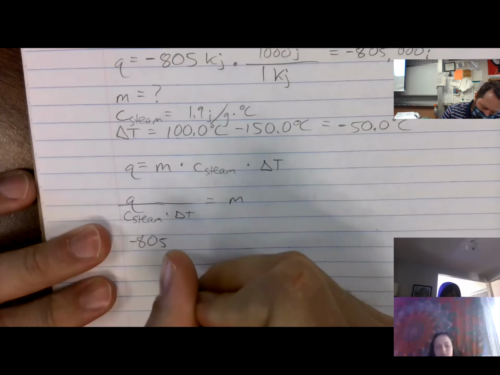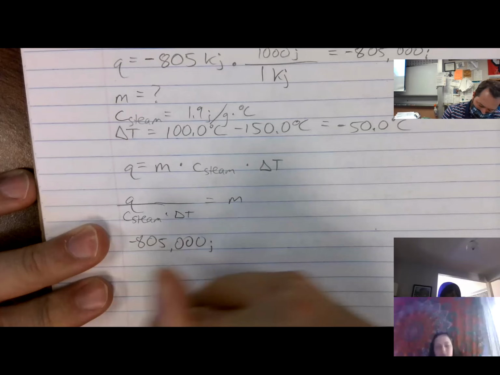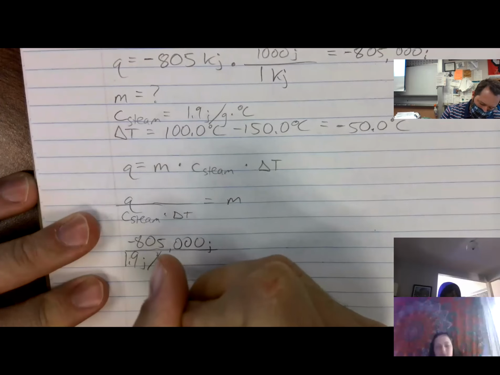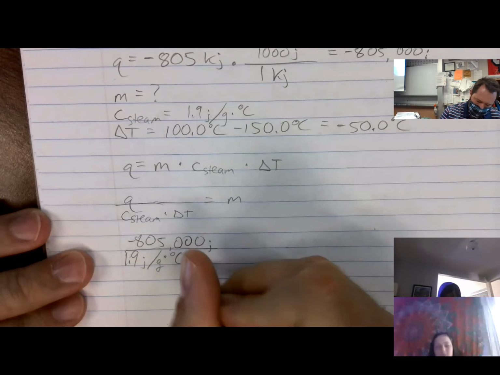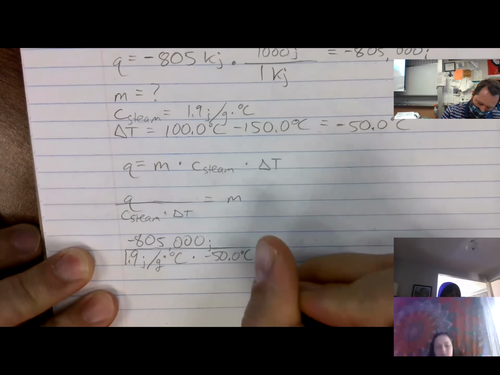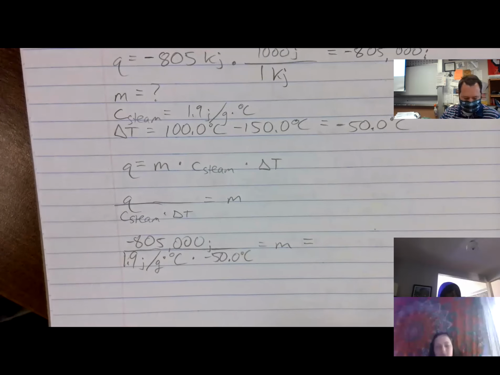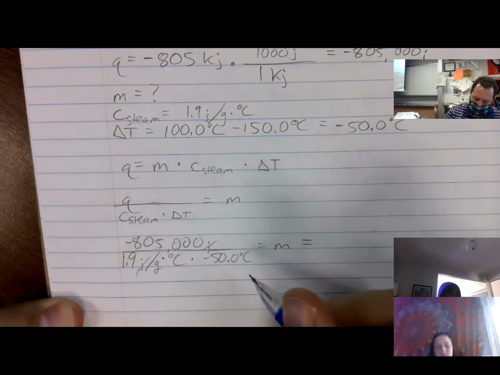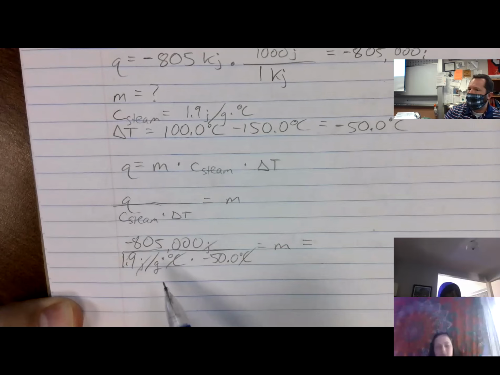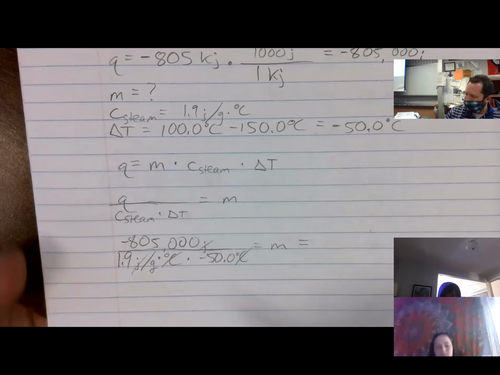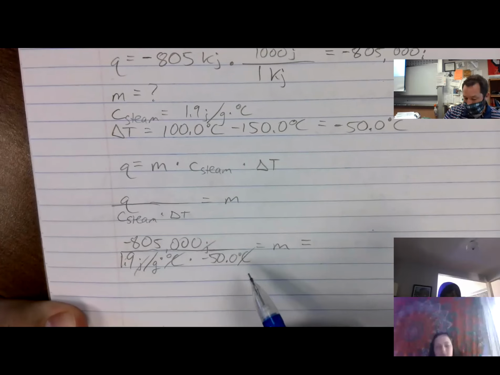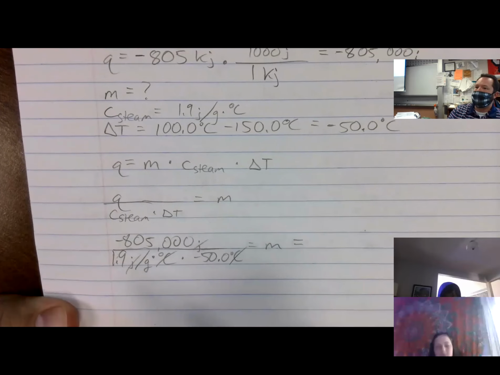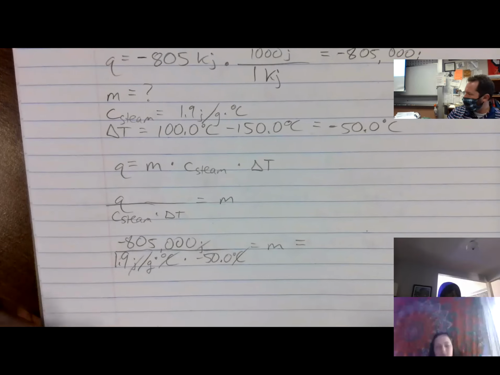Again, my negative 805,000 joules, my 1.9 joules per gram degree Celsius, and my negative 50 degrees Celsius. And those will give me my mass. So joules cancels out. It's on the top, it's on the bottom. Degrees Celsius cancels out. It's on the bottom of the bottom, which basically means it's on the top, you know, it's a double negative. The bottom top cancels out. And then we're left with grams on the bottom, which basically means on top, which is good. That's what we want. We want grams since we're looking for a mass.